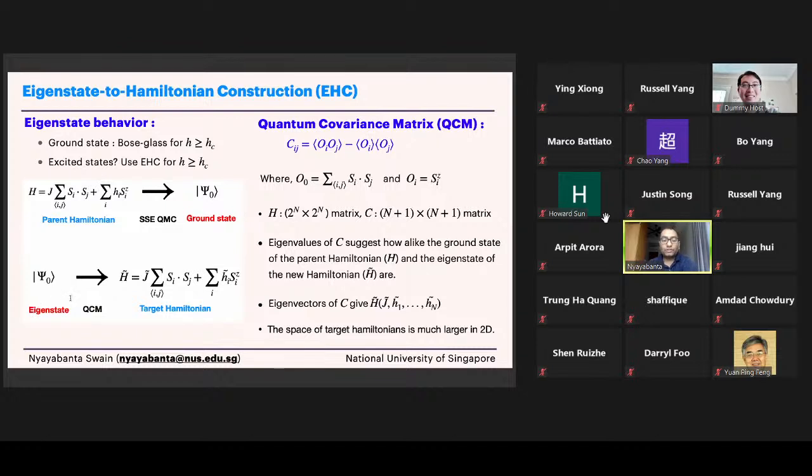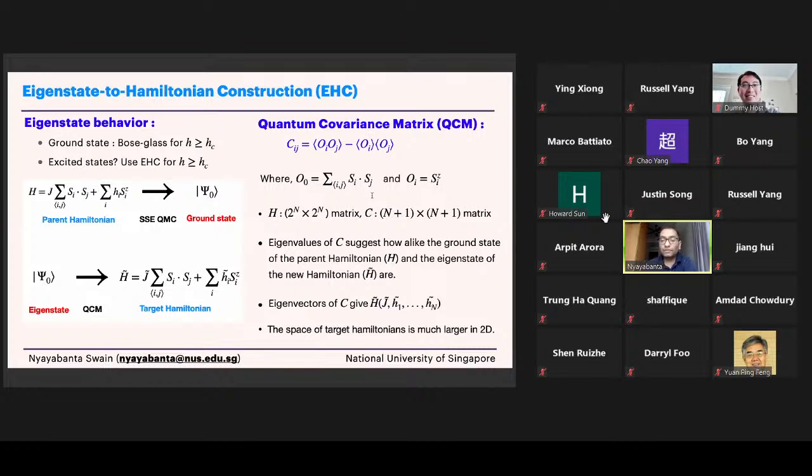Then from the ground state, we construct something called the quantum covariance matrix. As we find the quantum covariance matrix, its dimension is much smaller than the so-called original Hamiltonian, which is 2 to the power n, with n the lattice size, whereas the quantum covariance matrix is much smaller. And this really helps a lot in terms of numerical diagonalization-based studies.